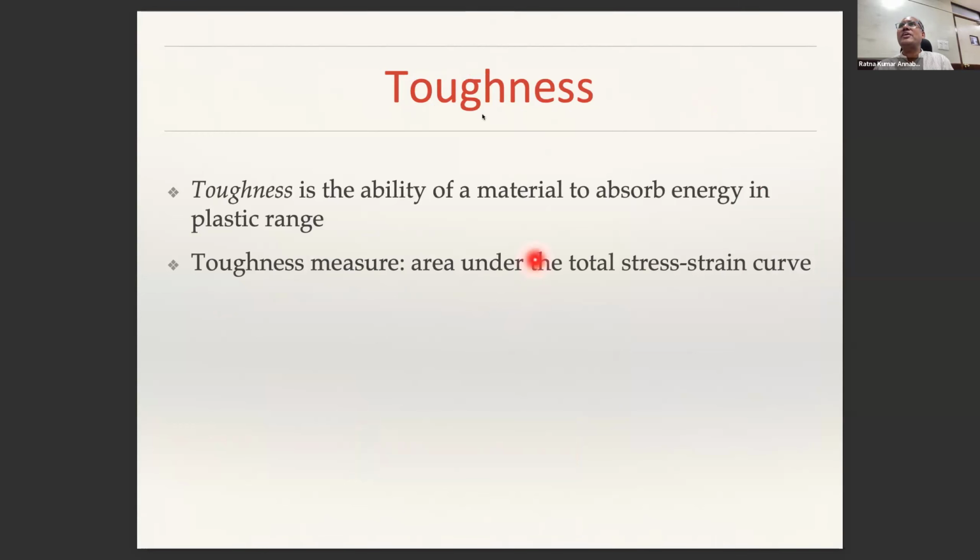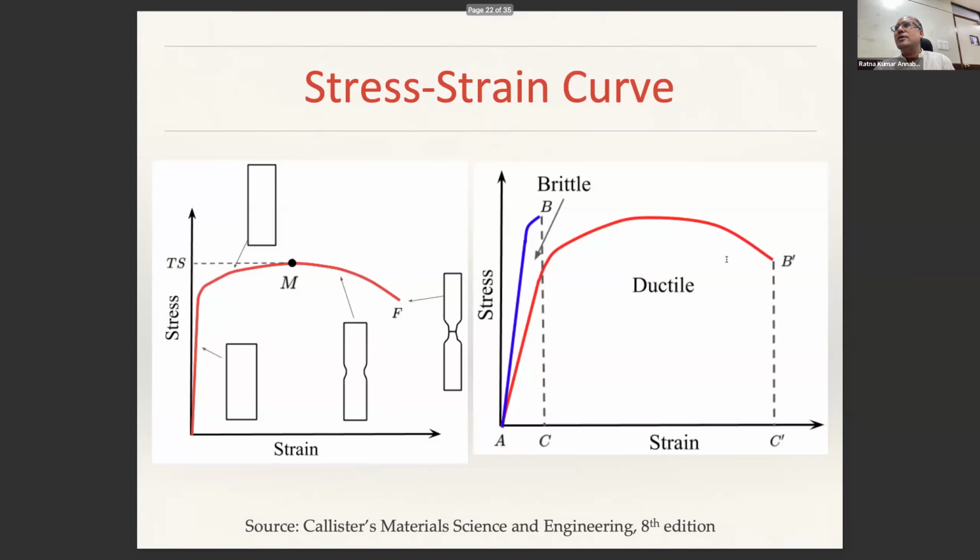And then we have another property called toughness. Toughness is the ability of the material to absorb energy in the plastic range, or until fracture. So how do we measure toughness? Toughness is basically the area under the total stress strain curve, which means this entire area from here to here is called the toughness of the material. That is reported as toughness.